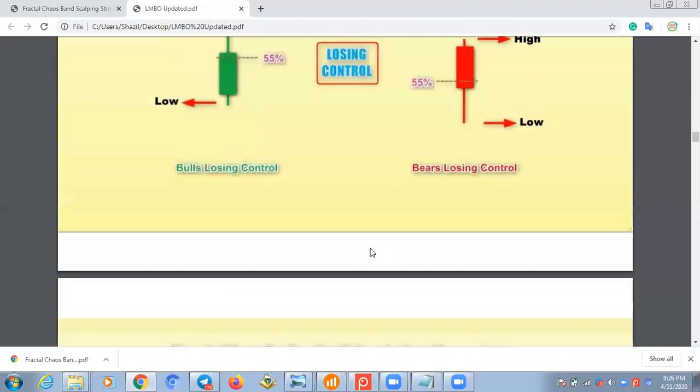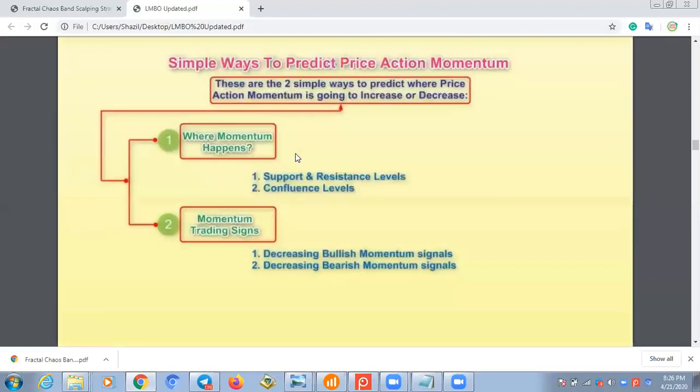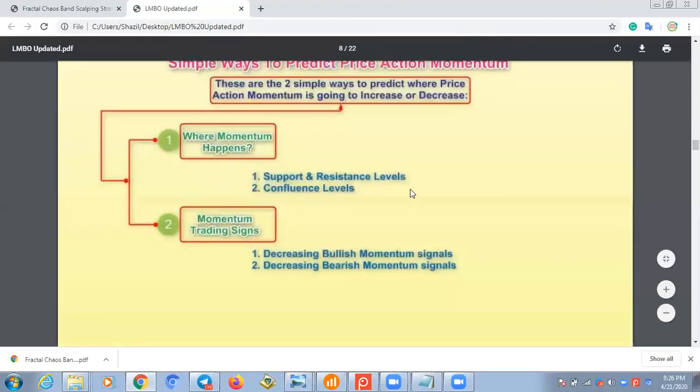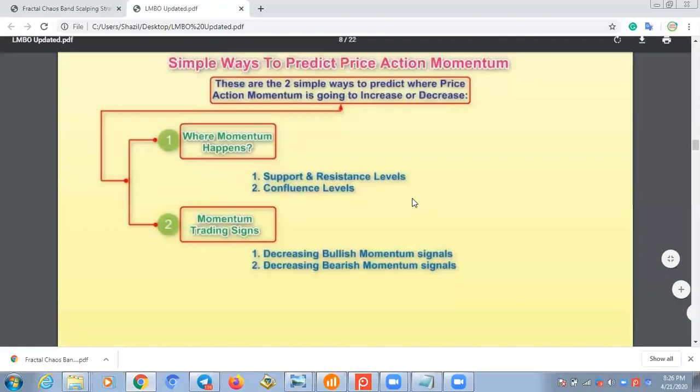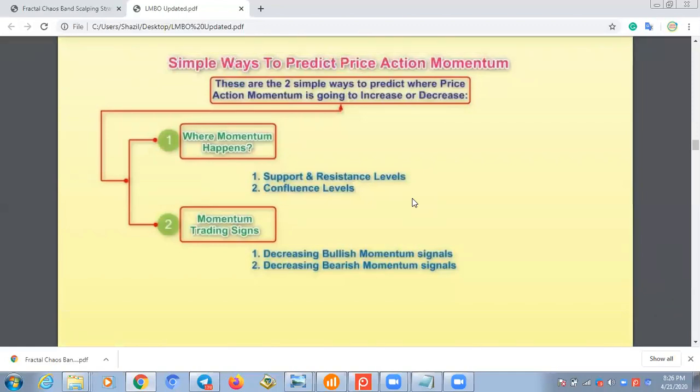On the next slide, we look at simple ways to predict price action momentum. There are two types of price action momentum, and two ways to understand momentum prediction. One way is where the momentum happens. Look at this example. This is very clear: the momentum is happening here, or here.